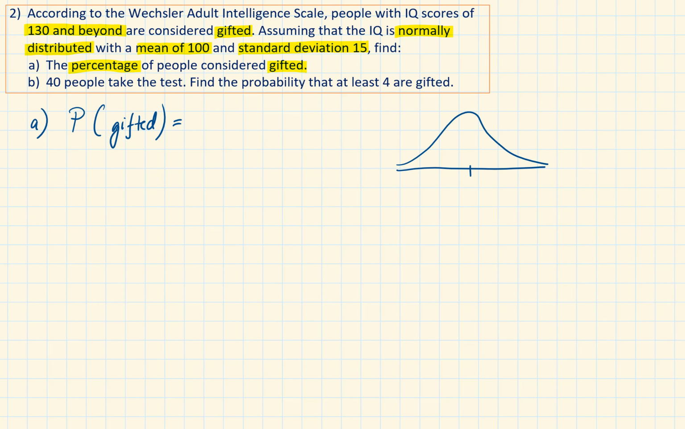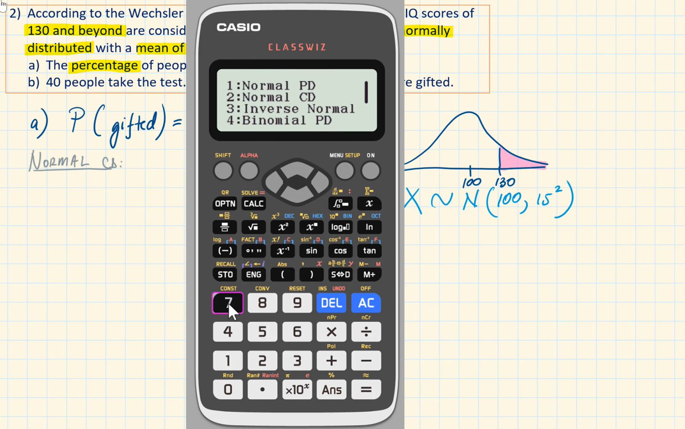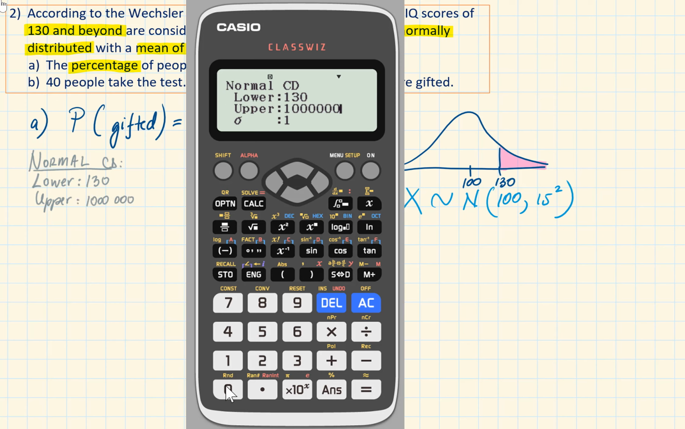We start by drawing a normal distribution curve and label it. The gifted is represented by the pink shaded area, which is an IQ higher than 130. Selecting the normal cumulative distribution function on our calculator, for the lower value we type in 130, for the upper value we type in a very large positive number, so I'm going to type in 1 million.